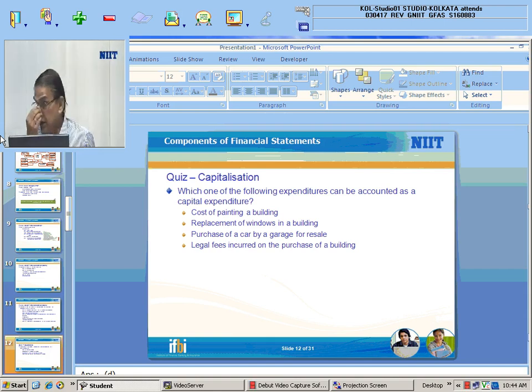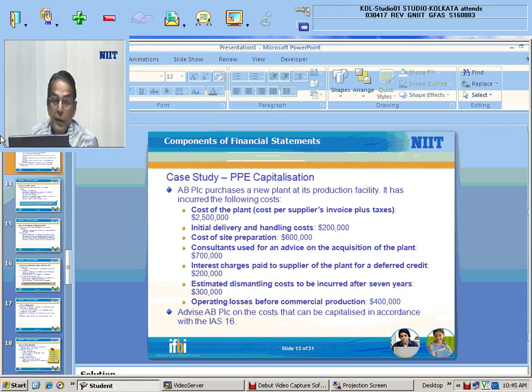Now we look at a particular case study on capitalization. AB PLC purchased a new plant at its production facility. The following costs have been incurred.